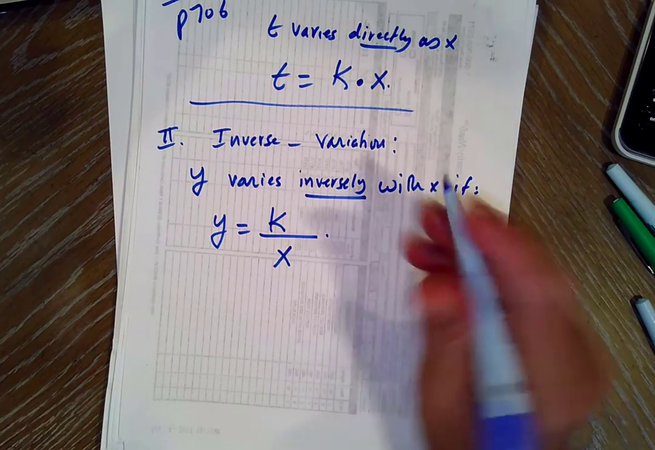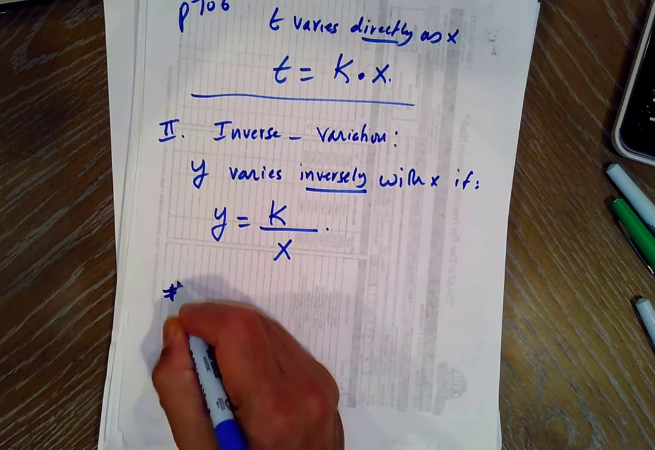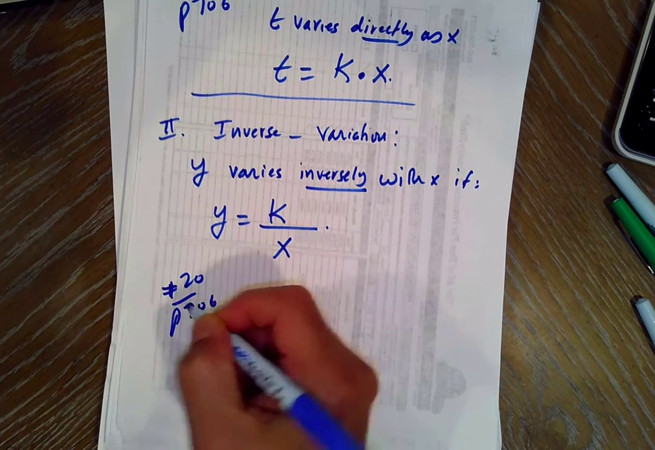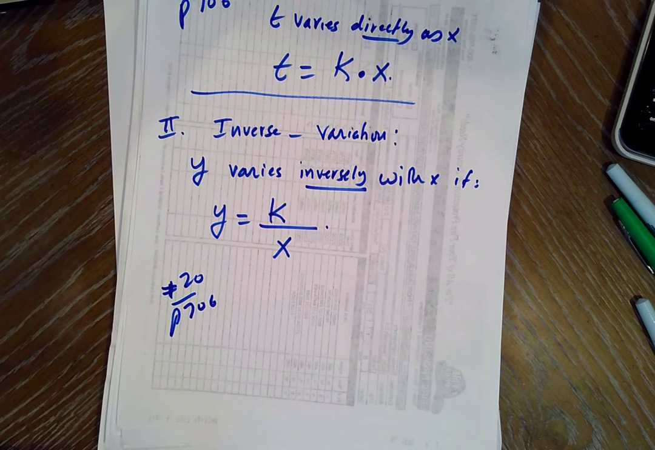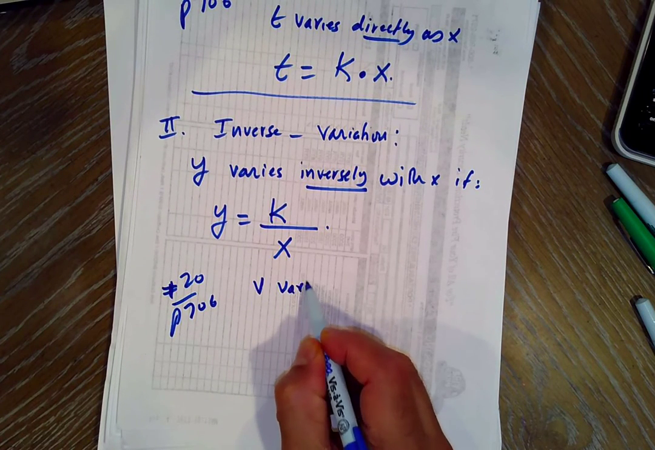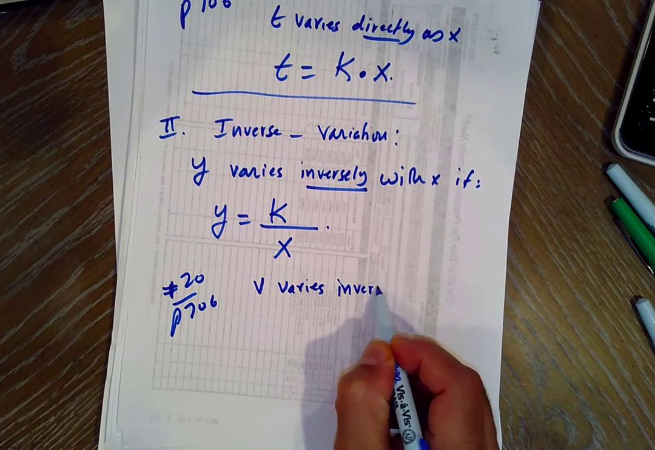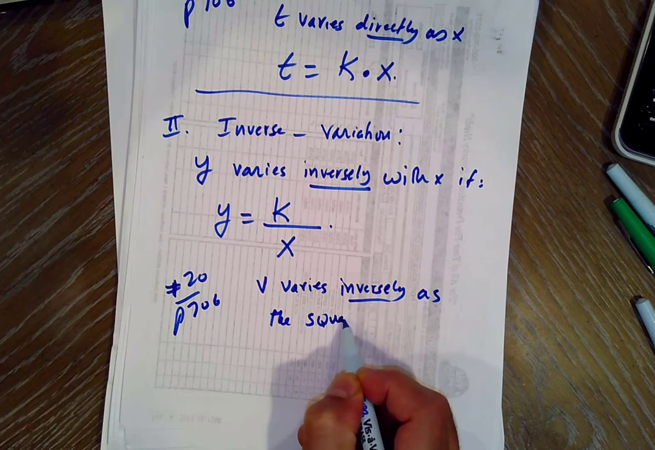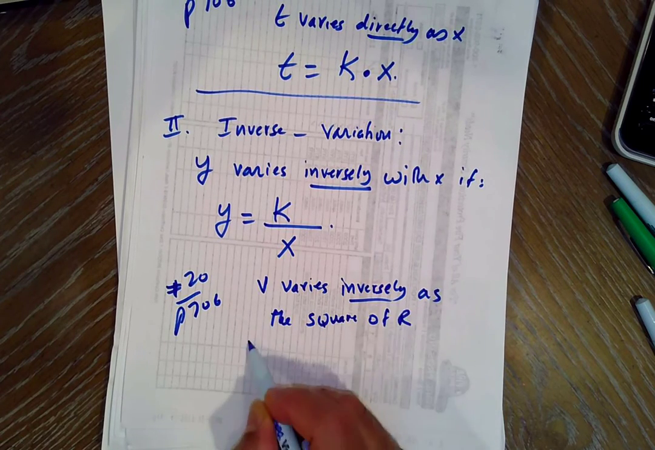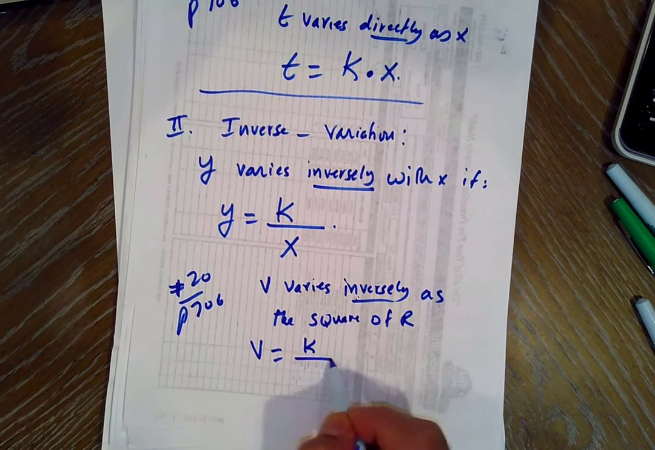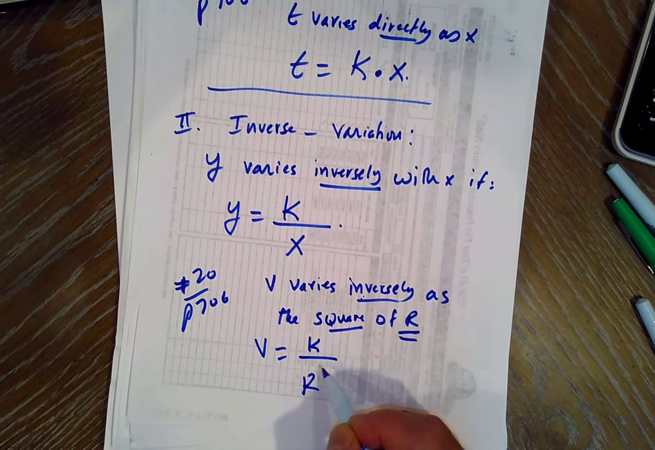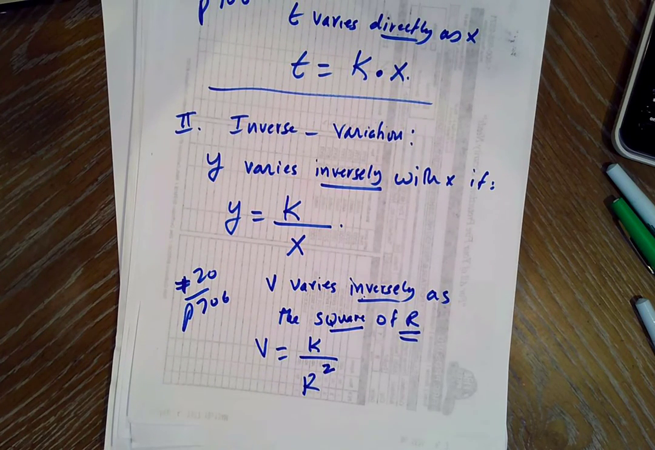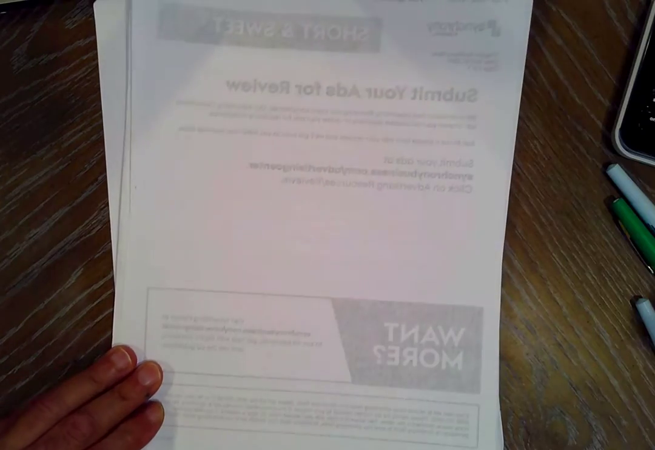Okay, inverse variation. Number 20, page 706, just to explain that, it says v varies inversely as the square of r. So we say v, since it's inverse, is k divided by, not just r, it's the square of r, so we write r squared.